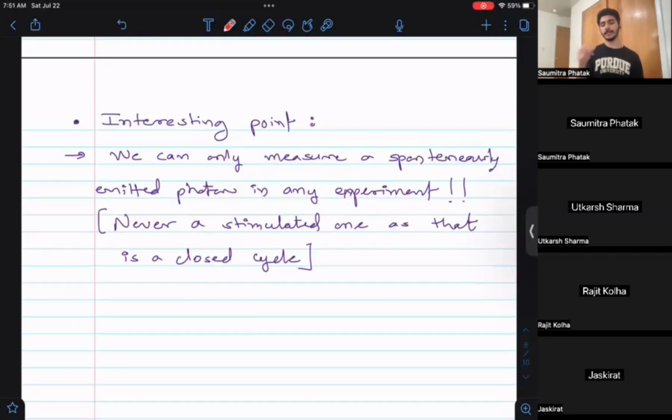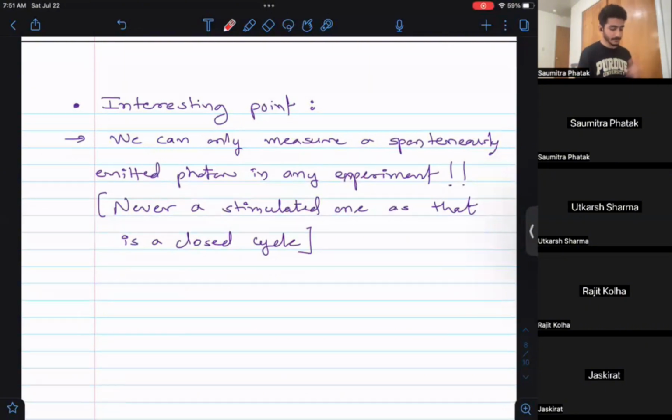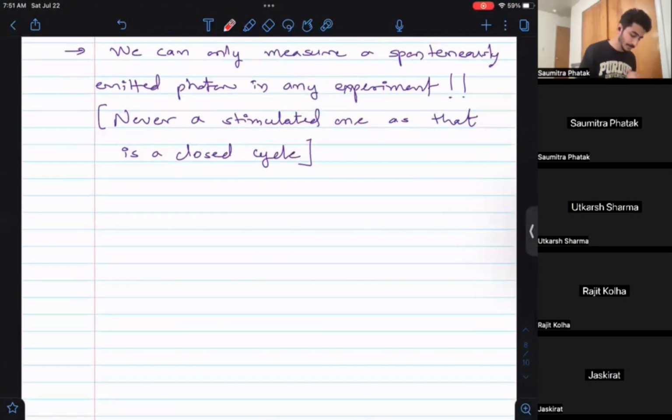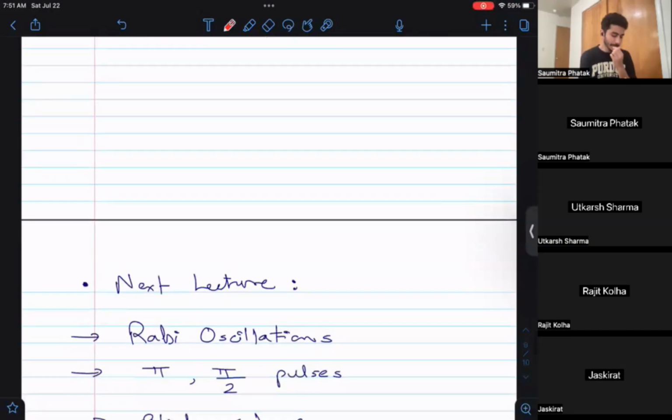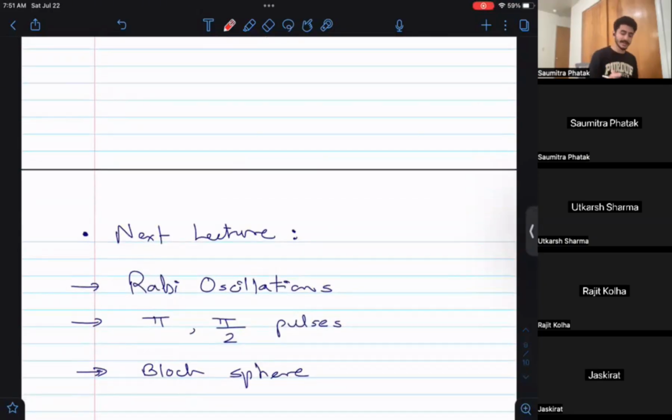If you are detecting the photon, the emission has to be spontaneous emission. It cannot be stimulated emission. It's a really interesting point if you think about it more. If you want to discuss, you can message me anytime. But yeah, this was an interesting point.